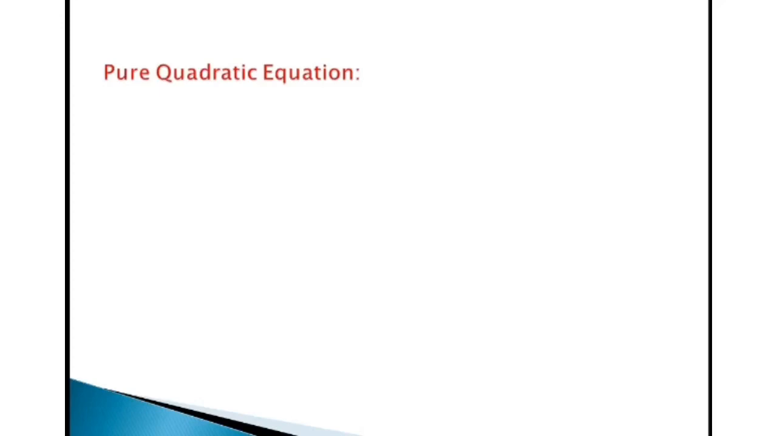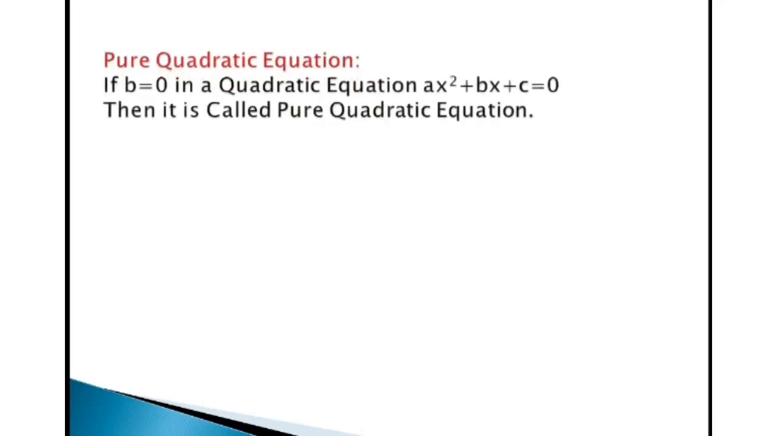Now we define pure quadratic equation. If b is equal to 0 in quadratic equation ax square plus bx plus c, then it is called pure quadratic equation. The examples of pure quadratic equations are 4x square plus 10 is equal to 0, 3x square is equal to 11. You can see there is no x term in these examples because when we put b is equal to 0, then the x term becomes 0.